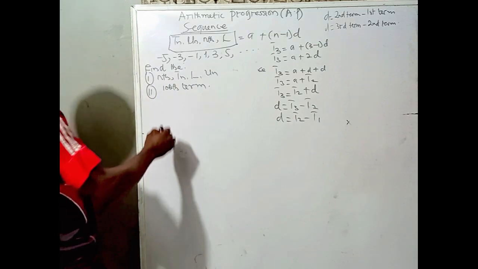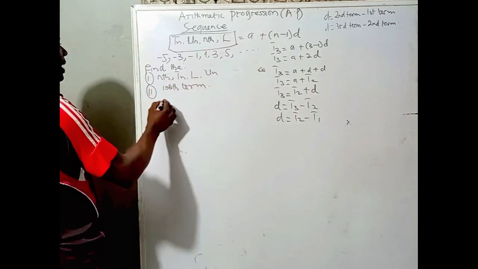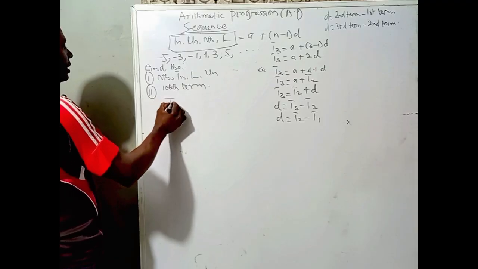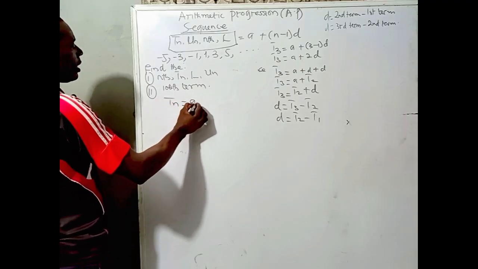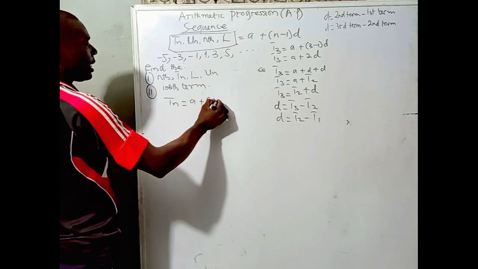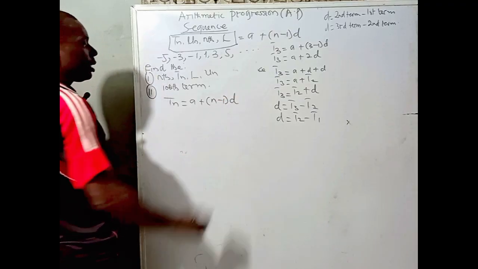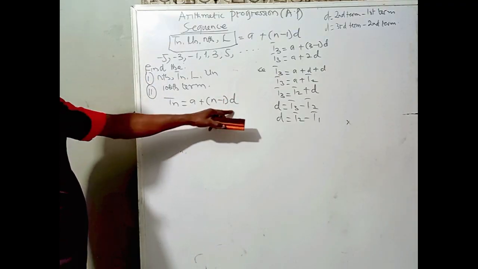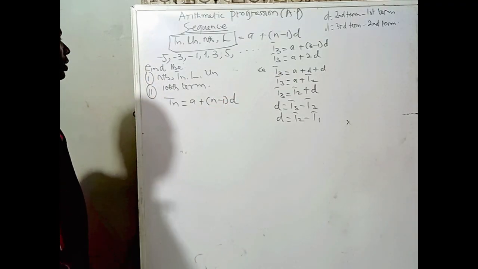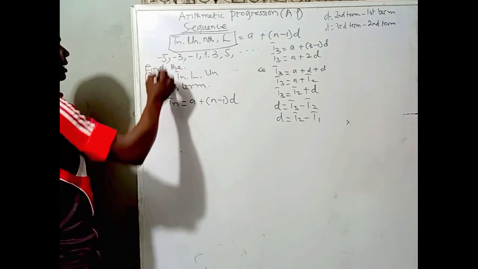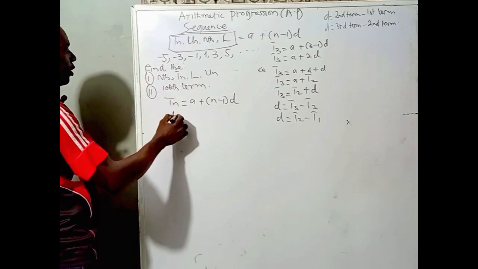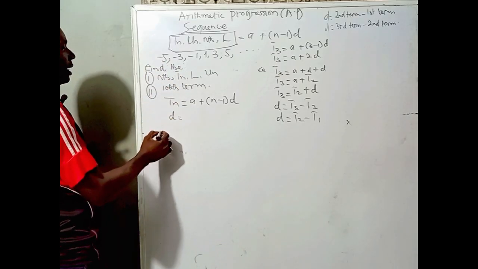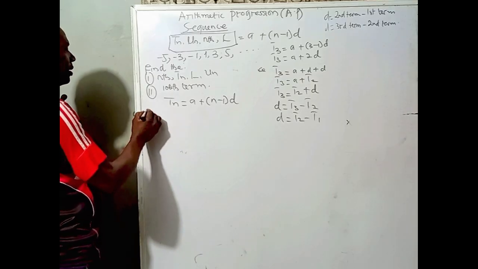The first thing to do is to take note of this formula. You have to rewrite this formula. Let's assume Tn is equal to A plus open bracket n minus 1 close bracket multiplied by the common difference. So the first thing to do is that we must find the common difference first. Let's find the common difference.